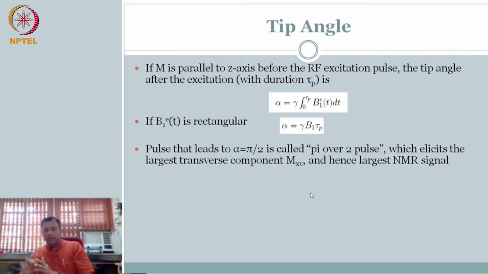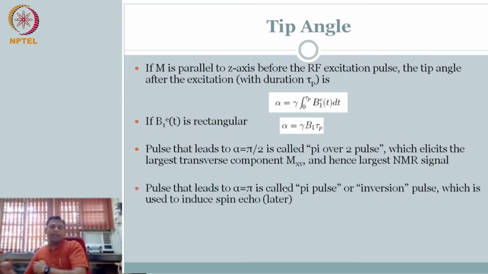When you apply a pi over 2 pulse, it implies the magnetization vector has been excited and pushed to the transverse plane, which will elicit maximum signal. You remember Mxy, the transverse component, gives you the signal. That gets you the maximum signal if it is on the floor. Naturally there can be other variations. If I apply it long enough, I could also make alpha become pi. What does that pi mean? I was here, 90 degrees is here, 180 degrees is going down. So that means it's an inversion pulse.